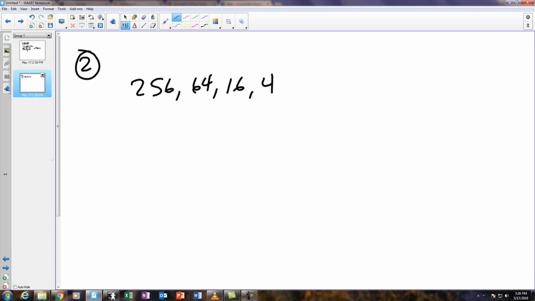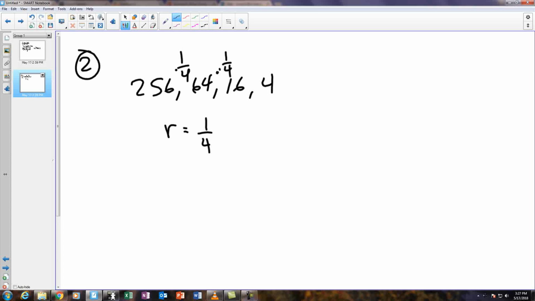Question number 2 is another sequence of data, 256, comma 64, comma 16, comma 4. Here we see the numbers are decreasing, but it's not by addition or subtraction. It looks like it's by multiplication or division. When we do multiplication or division, we always focus on finding r, which is the multiplier. Because these are getting smaller, I'm thinking of a fraction less than 1. For example, 64 divided by 4 is 16. 16 divided by 4 is 4. So if r is 1/4, that means to divide by 4. So think about times 1/4, times 1/4. Not an exponent, but just multiplication.